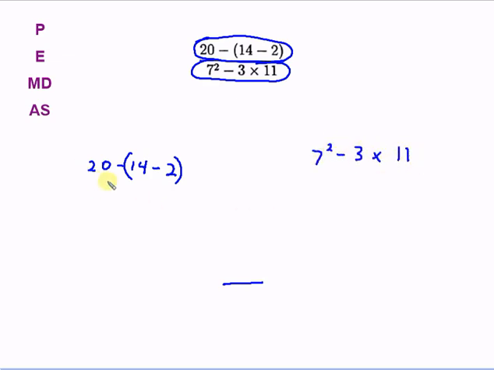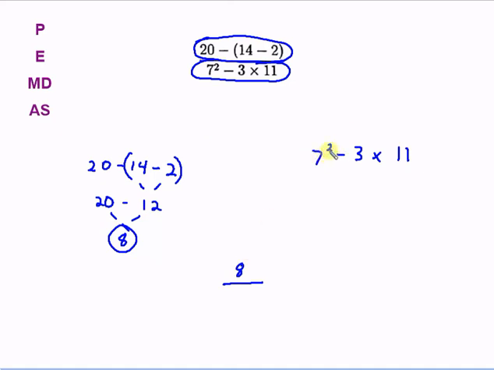Now, the first thing we're going to do over here is parentheses. 14 minus 2 is 12. So we'll bring those down. 20 minus 12 then is 8. That leaves us with 8. And since 8 was on the top, we'll put it here. Then we start over here.